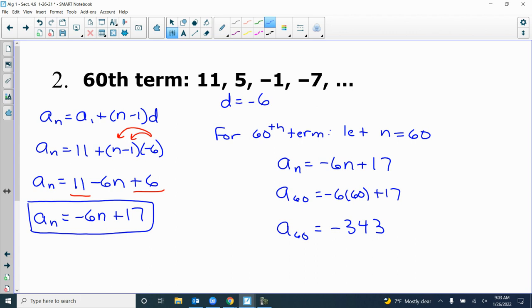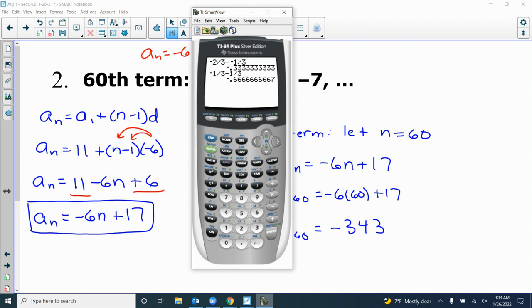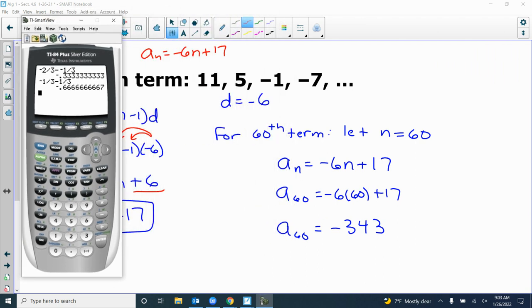All right, now here's what you got to understand. We came up with this equation: a sub n equals negative 6n plus 17. What happens when I plug in 1? Negative 6 times 1 plus 17. That's got to give me my first term. It's got to give me 11.